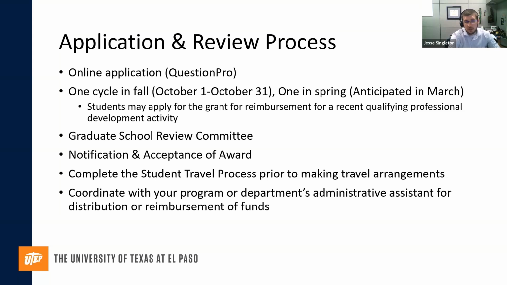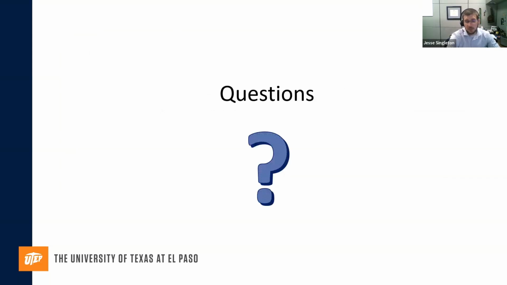And then coordinate with your program or department's administrative assistant for the distribution and reimbursement of funds. So essentially, when you win, we'll notify you and the administrative assistant for your program, and then you'll turn in receipts and other documentation to your administrative assistant. They'll come back to us and submit the request, and we'll transfer the funds to them. So that is how we make sure you get paid. And that is the travel process from start to finish.